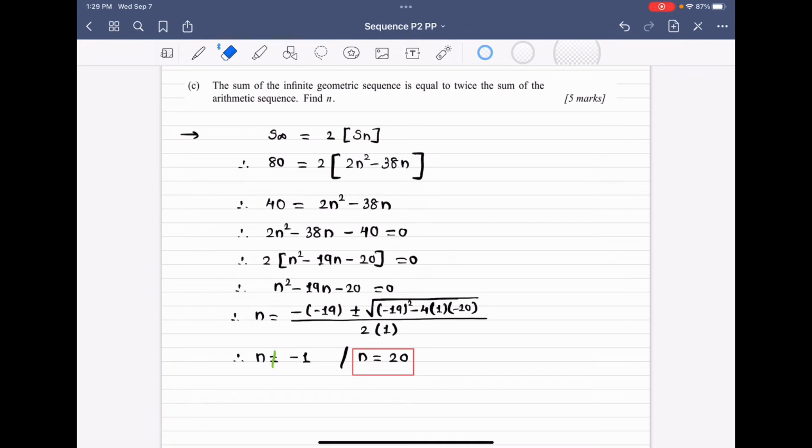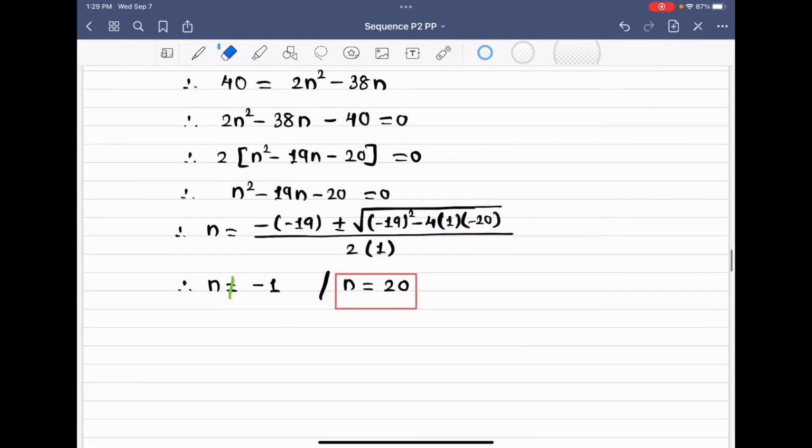If you know factorization, you can show the factorization. Otherwise, the simplest method: in the formula booklet you know the formula for solving quadratics. So here I am taking 2 common. If I take 2 common, it becomes n square, 38 divided by 2 is 19n, 40 divided by 2 is 20. Dividing both sides by 2, the 2 gets cancelled, 0 over 2 is 0. So your A is 1, B is negative 19, C is negative 20.